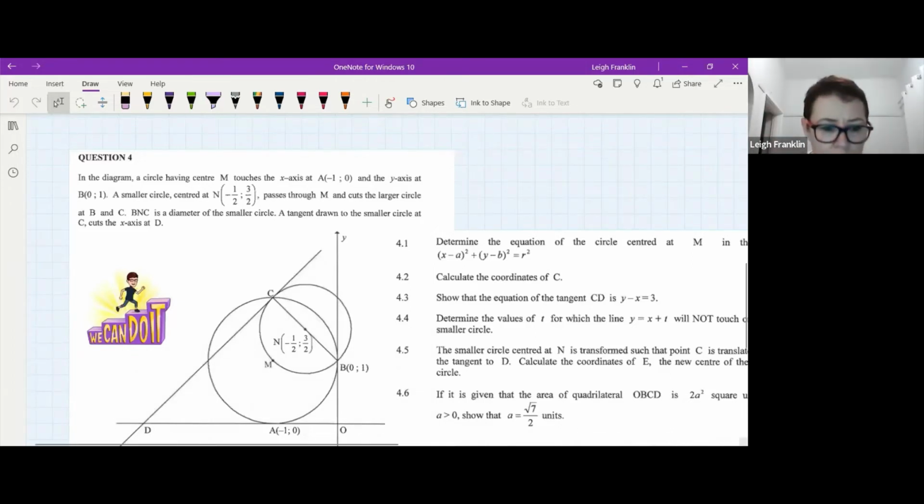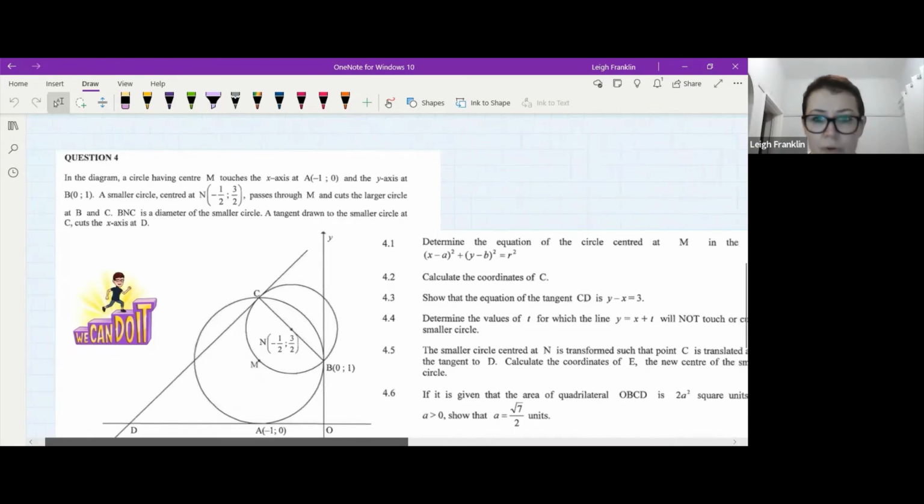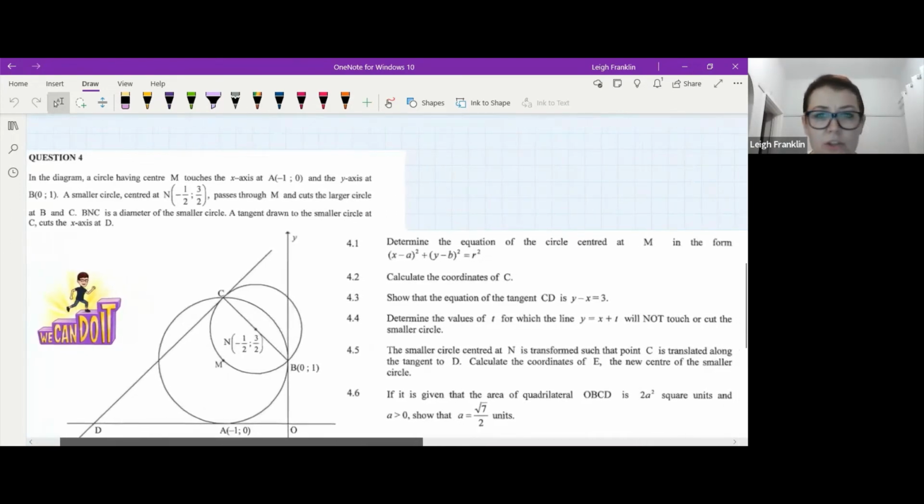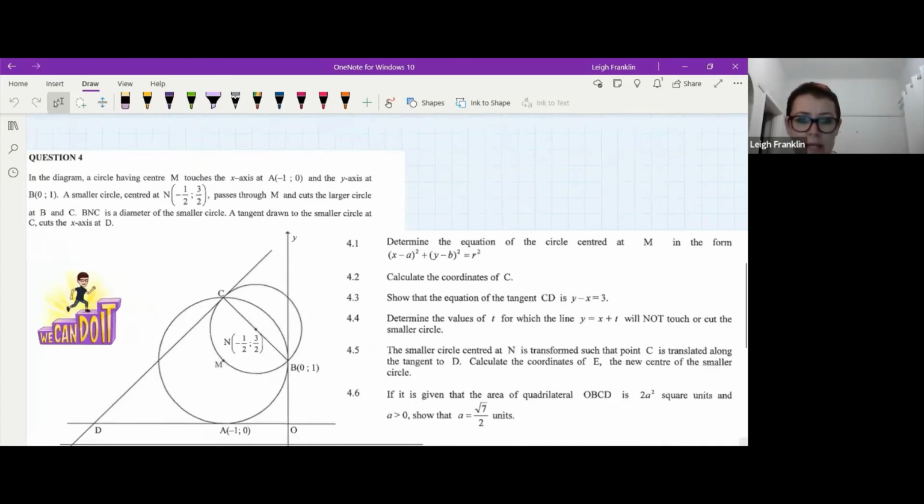All right, so the first thing that they want us to do is determine the equation of the circle centered at M in the form x minus a squared plus y minus b squared equals r squared. So what do you guys think we would need to do in this case? What do you think we would do? This is easy, but it's also difficult, this question.